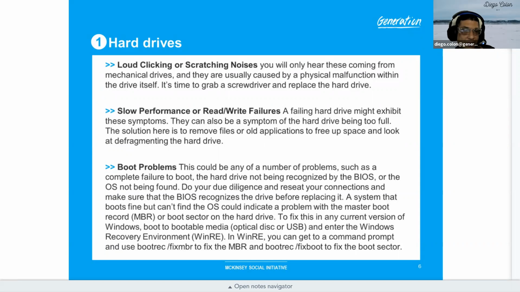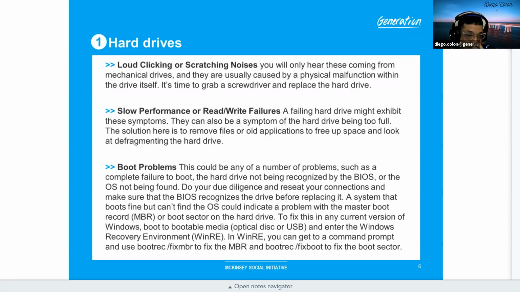And in reference to the slow performance or read or write failures, that's usually when the hard drive itself has issues being able to read or write, or it may be too full. The solutions could be as simple as removing files to free up space or defrag the hard drive. As for booting problems, this could be obviously a plethora of things.